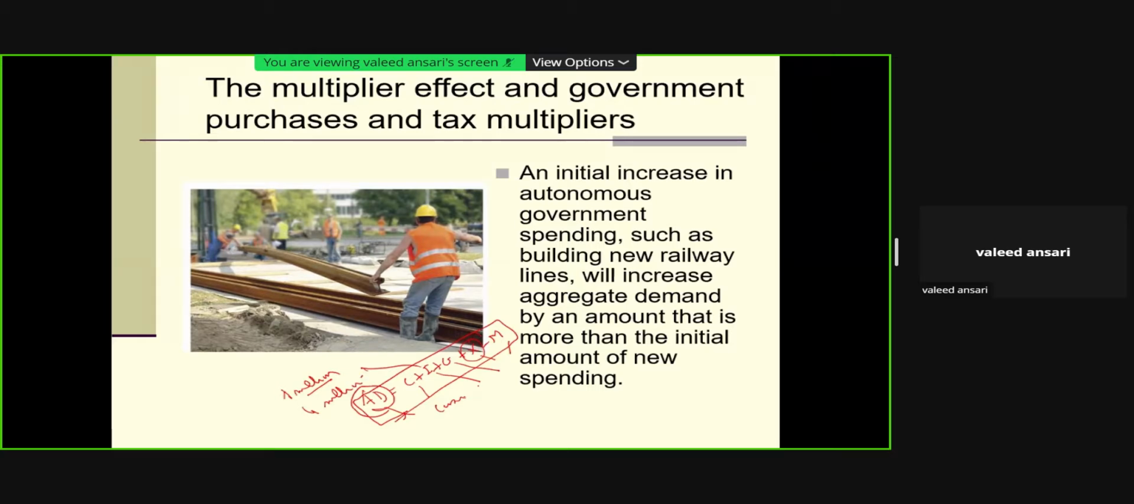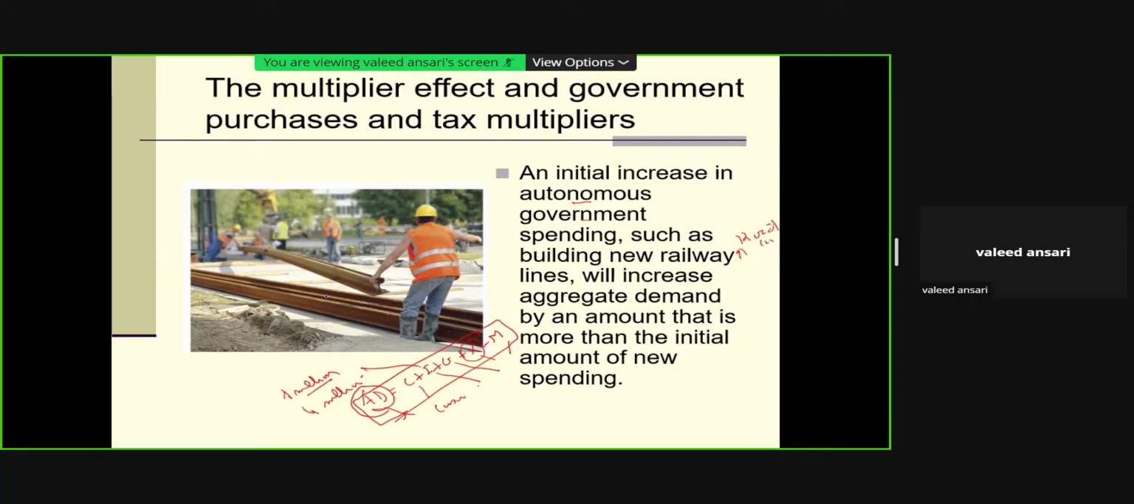Why this happens, I will elaborate on. The same way it will also operate, for example, if government brings down the taxes. But once you are able to understand the multiplier effect, then the other will become clear. So let us say there is an increase in initial autonomous spending, that government decides that it will spend on railways, or let us say on road construction.